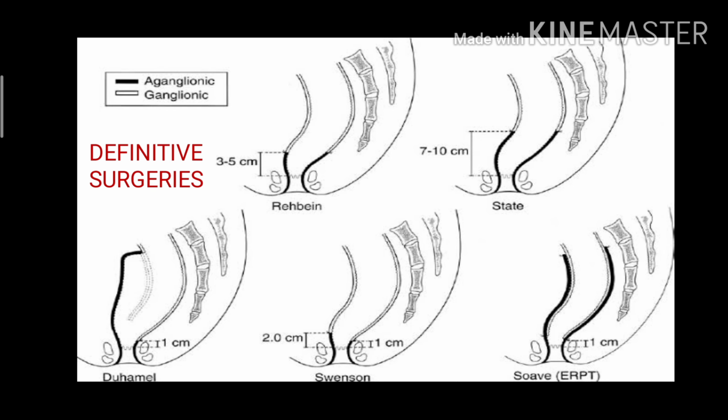Now coming to the definitive surgeries of Hirschsprung's disease. They are the Duhamel, Swenson, and there are other surgeries, but we are not going to discuss them. We are more discussing the Duhamel, Swenson's procedure and Sauvage procedure. In all these procedures, the normal ganglionic bowel is brought towards the anus. We will discuss.